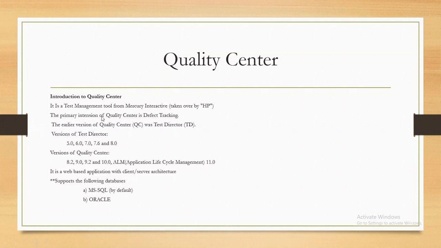The primary intention of Quality Center is defect tracking. Defect tracking means we can maintain the defect information for a project, and we can track the status of each defect, where it is. So who identified it, when it was identified, what the priority is, what the severity is, all these things we can track.